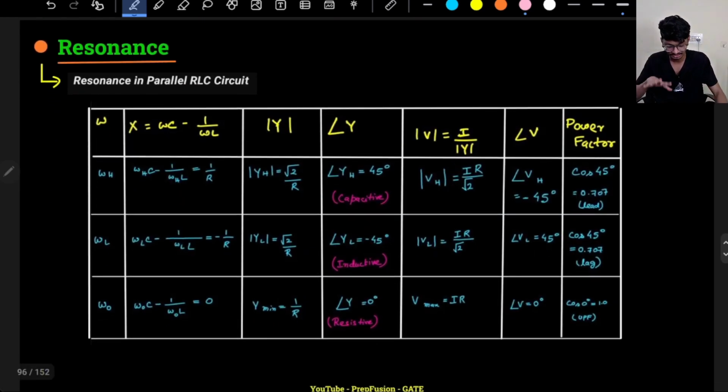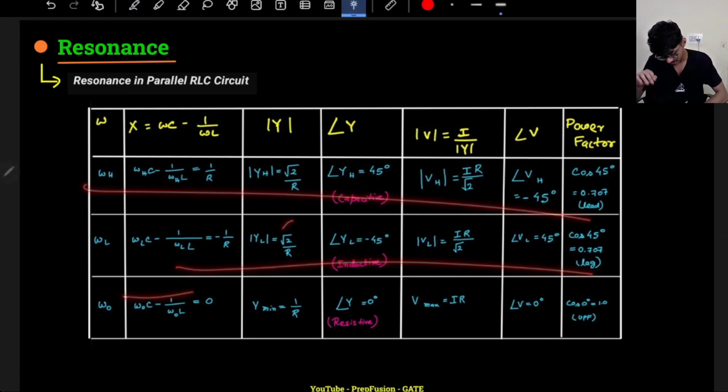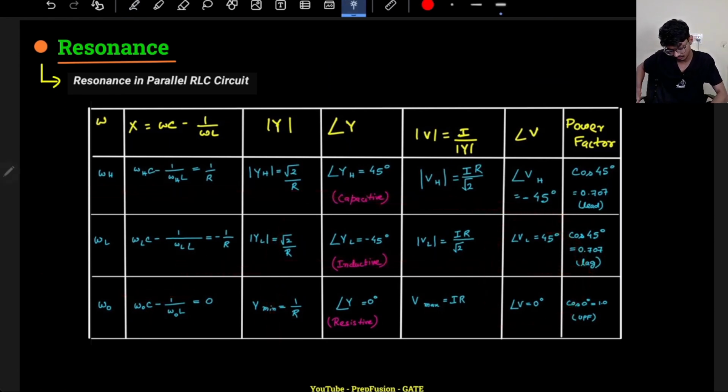That is what is written in the summary. In the summary, every single thing is written: what is the voltage, what is the angle of the admittance, what is the angle of the voltage and currents, all those things. What is the power factor, unity, leading, all those things are written in the summary. I hope you have understood this very basic point.